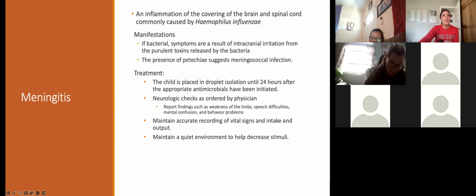Any patient that is suspected to have meningitis will be in droplet isolation until 24 hours after they've started antibiotics. So they need a full 24 hours of antibiotics before we can take them out of droplet isolation. They're going to have frequent neurologic checks. And it's important that we report weakness of the limbs, speech difficulties, any confusion or behavior problems. Those are going to be signs that the patient's deteriorating. They're going to need accurate vital signs, eyes and nose, and they need a nice quiet environment to allow their brain to rest.